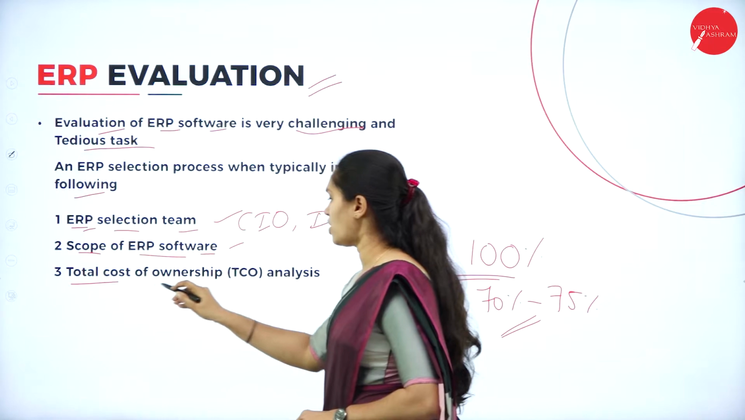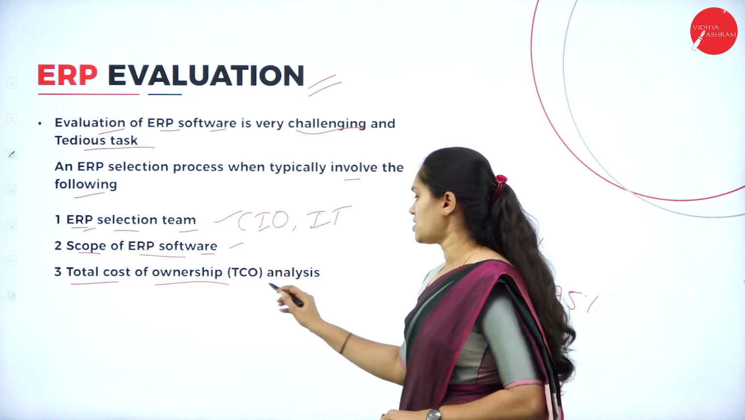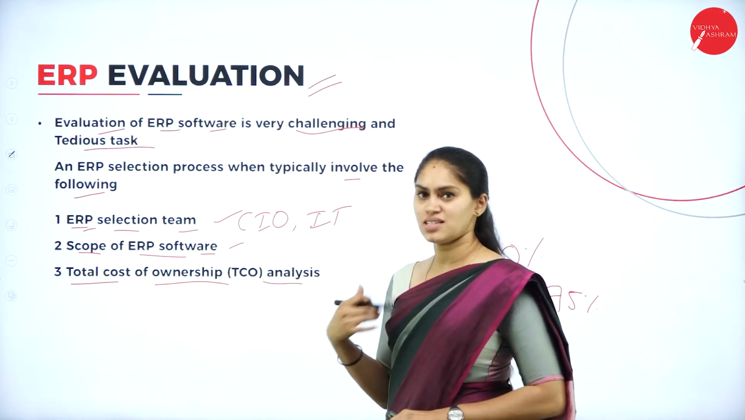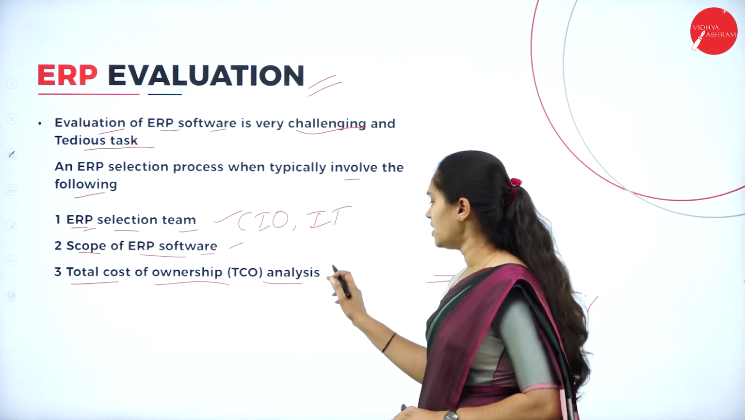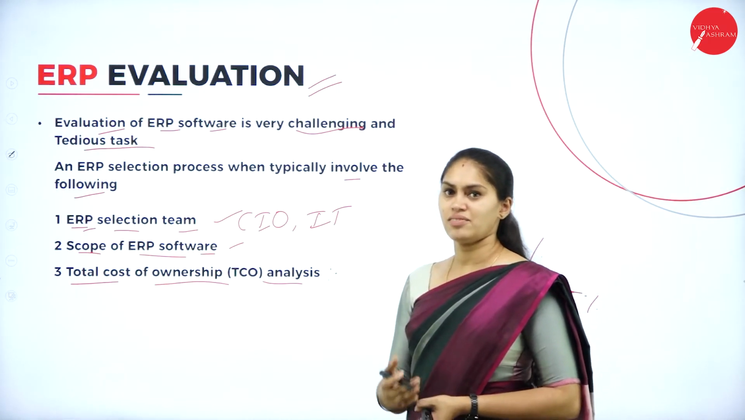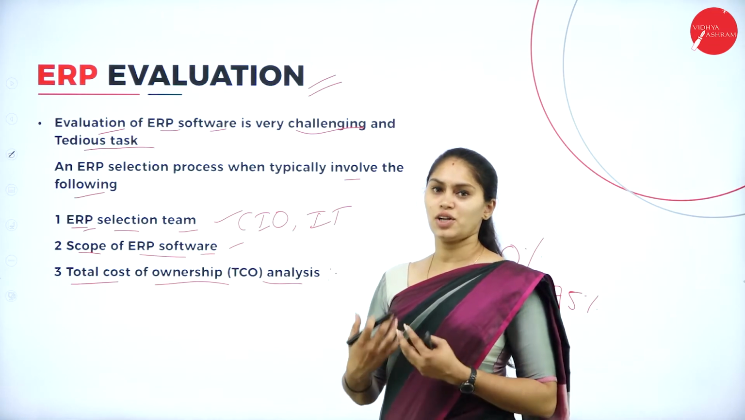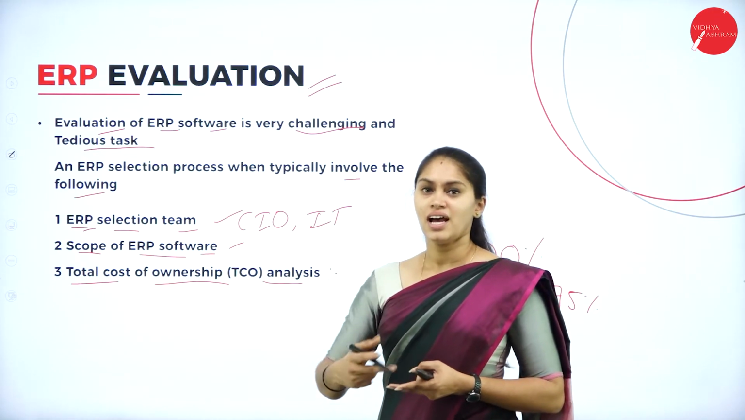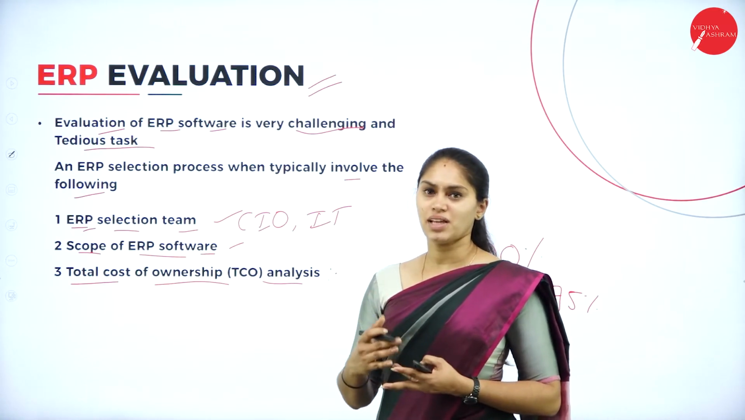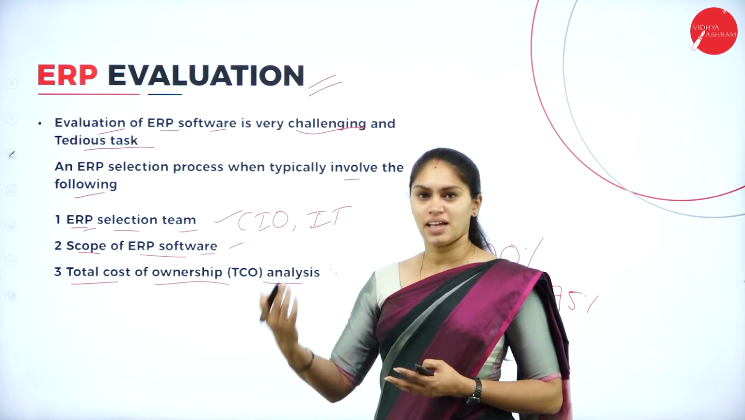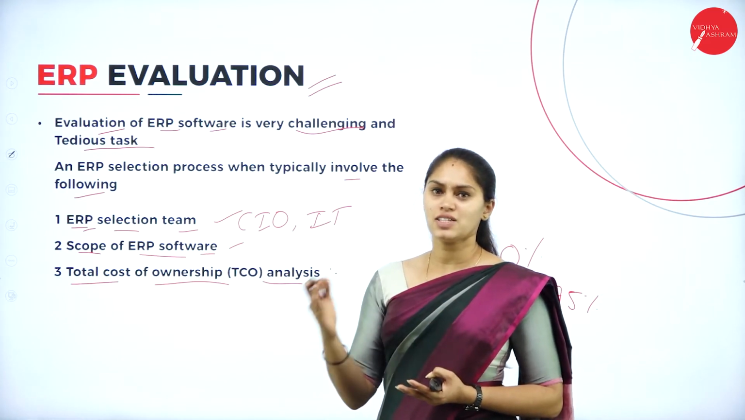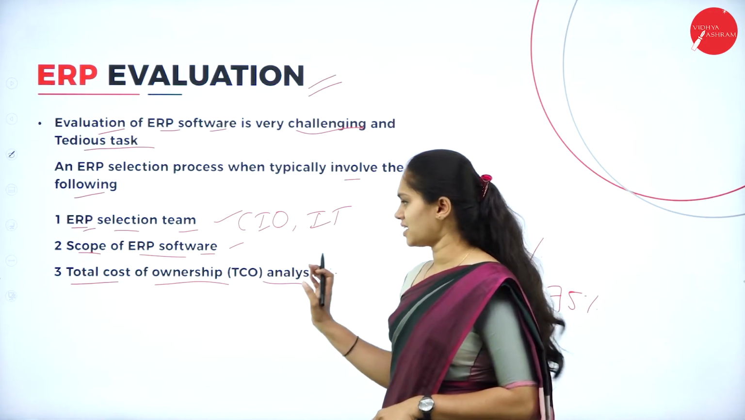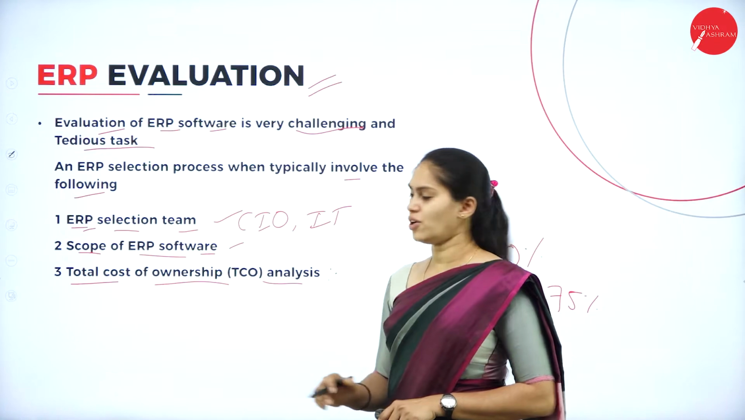Then, total cost of ownership. This total cost of ownership analysis does not only include the monetary value we are supposed to pay in order to have the ERP. It also includes its implementation cost and its maintenance cost. If something goes wrong on the user side, then there will be a service cost. All these costs are going to be analyzed in the phase of total cost of ownership.